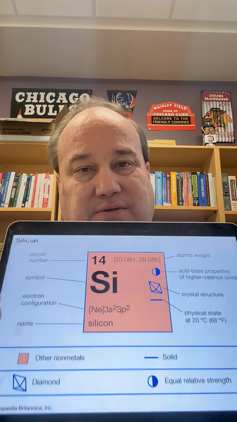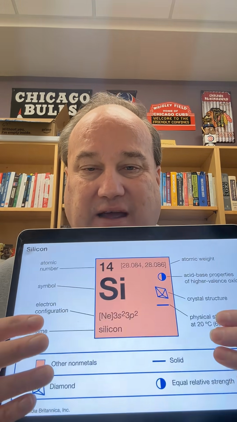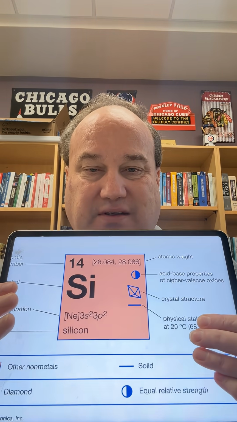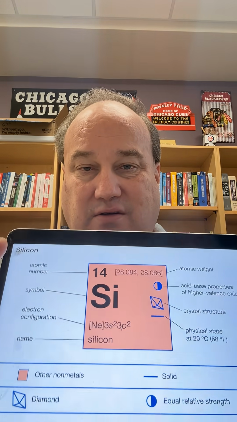And so that's why we see this all throughout computer chips and transistors, integrated circuits. This iPad literally has silicon all over it in the computer chips inside, and also in the glass right on top of the iPad as well, right?